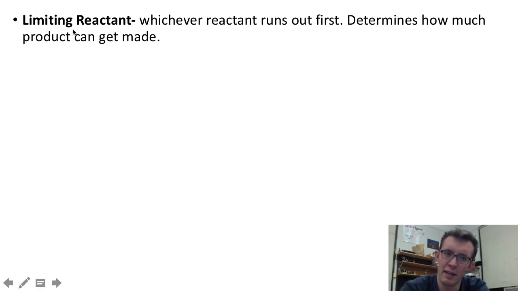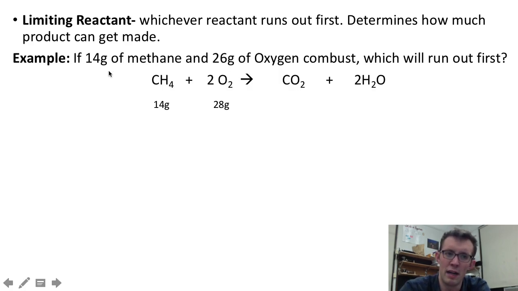Because chemists don't want to waste any of their reactants, it's helpful for them to know whichever reactant is limiting. That is, whichever reactant will run out first. So for example, if we had 14 grams of methane and 26 grams of oxygen to combust, it would be helpful for us to know which of those would run out first.